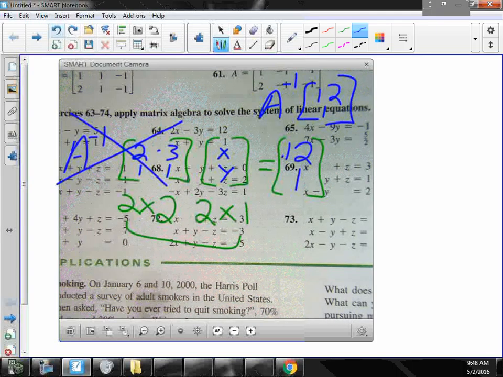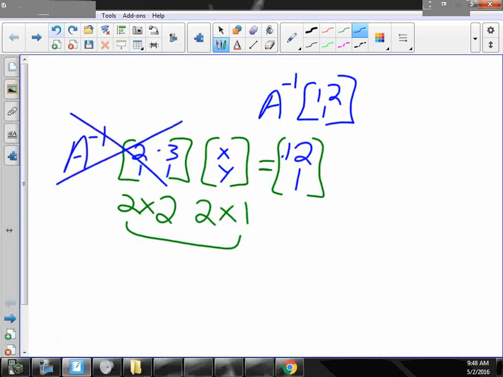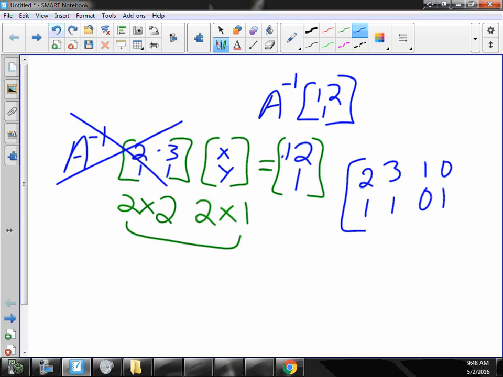So all I need to do is find out what A inverse is. So I take 2, 3, 1, 1, and then I put the identity 1, 0, 0, 1. And what would my first step be? I want this to be a 1. What's the best way to do that? Switch rows 1 and 2. So 1, 1, 0, 1.